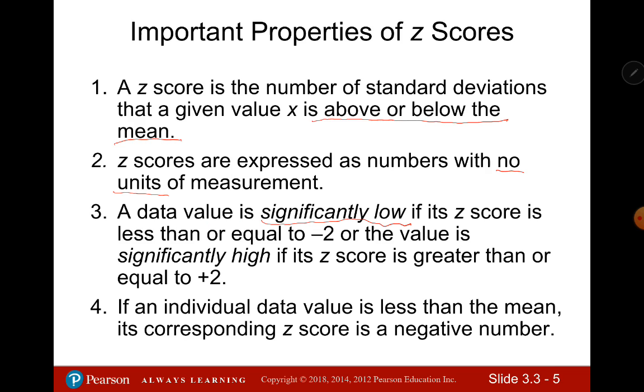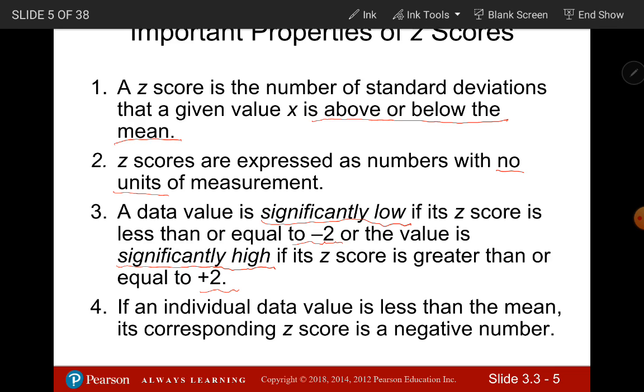And the third one we talk about is significantly low. If the z-score is less than or equal to -2, by the definition, the x value is 2 standard deviations below the mean, or even lower. So this kind of value, we call it significantly low. Or the value is significantly high if its z-score is greater than or equal to +2. We will check the example later to help you understand this property well.